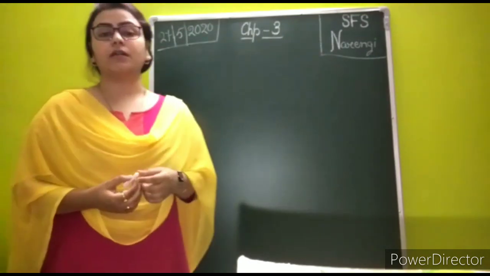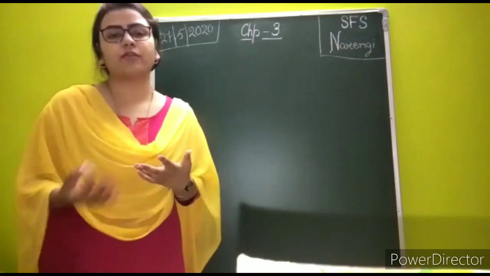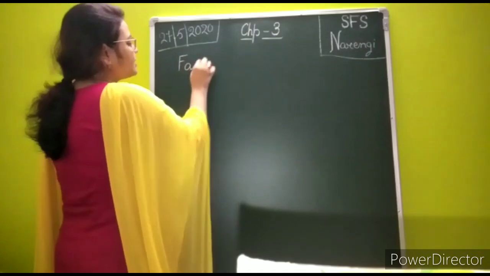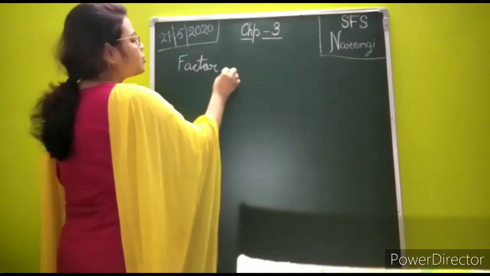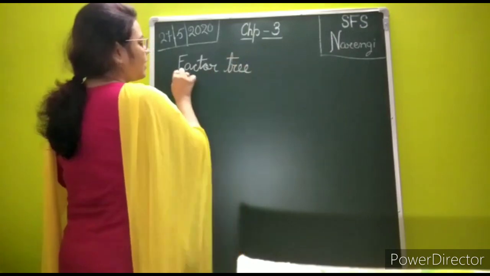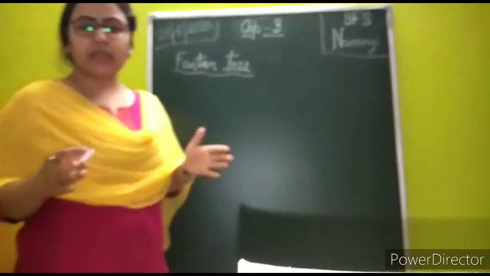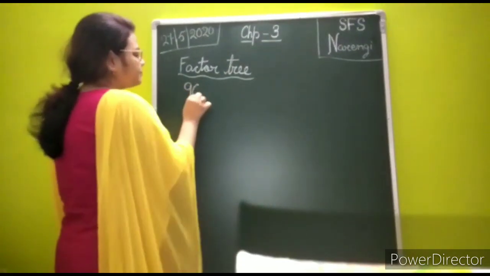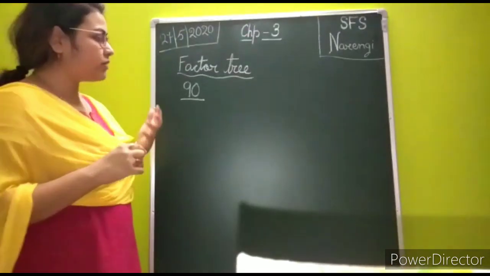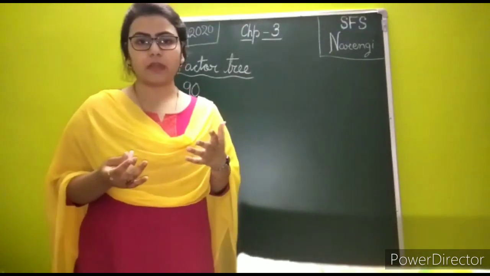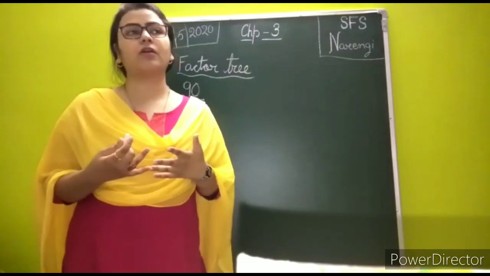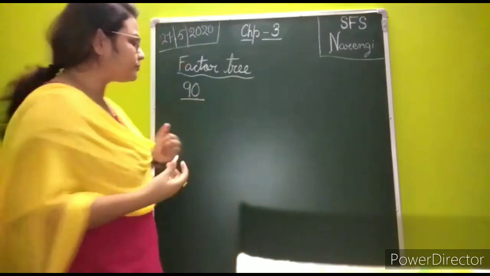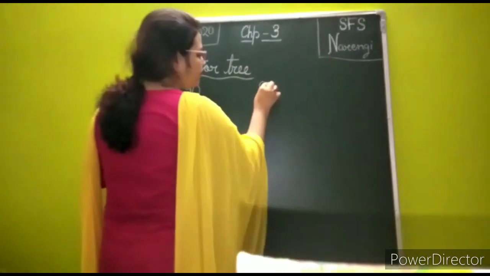Now, we will learn a different kind of prime factorization. Okay? And what is that known as? That is known as factor tree. That is, we have to make a tree with the factors of a number. Let's take the number 90. Now, when we are talking about 90 or any number, in the first phase, you do not have to think whether the factors are prime or not prime. Okay?